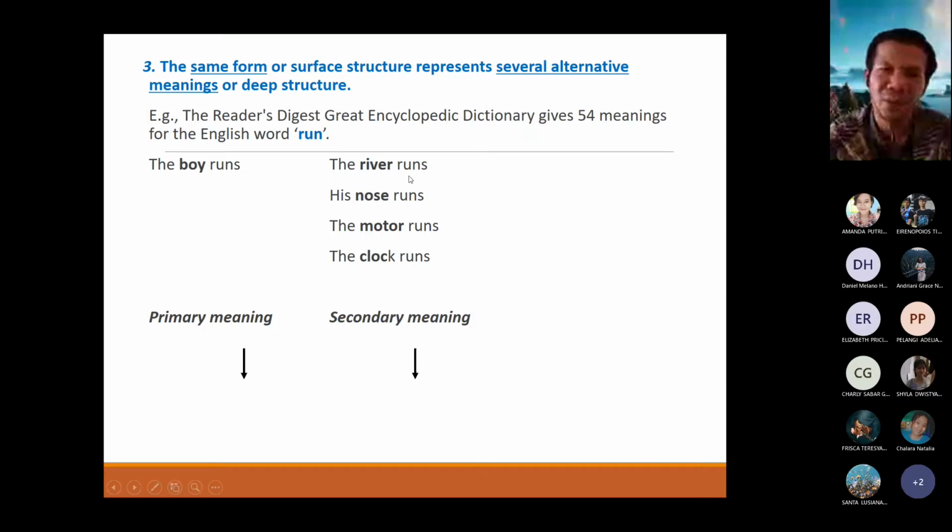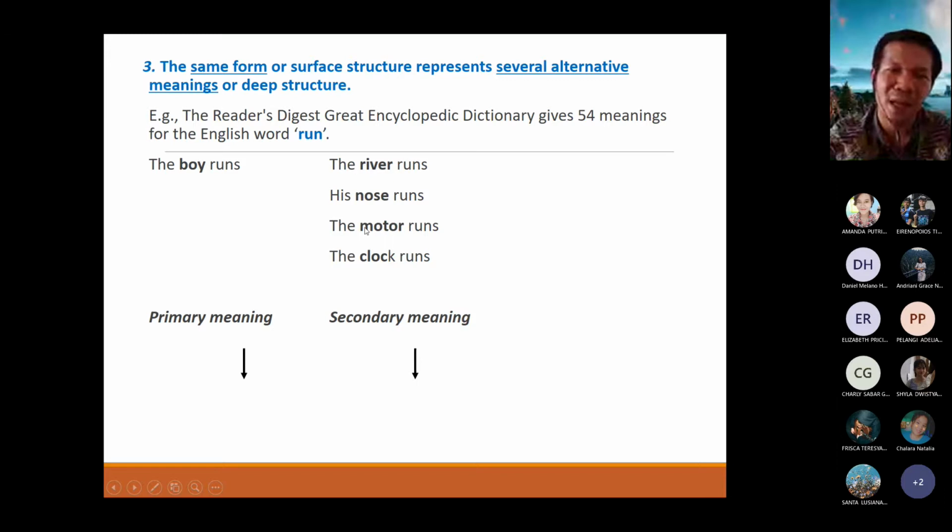For example, the river runs here is translated into mengalir, guys. But the second sentence is nose runs. The translation of run is meler, guys. For the third sentence, the motor runs means mesinnya bekerja. And the clock runs means jam itu berdentang. So the word run is translated into four words in Bahasa Indonesia related to the use of other words in the sentences.